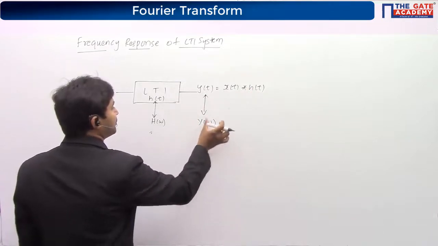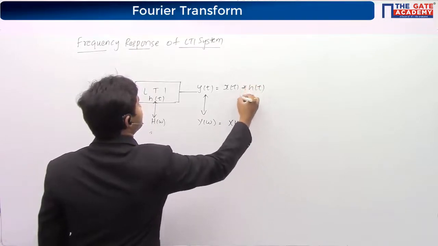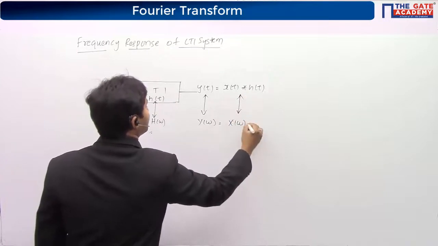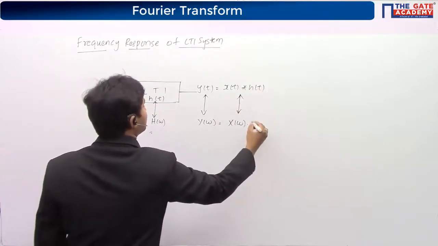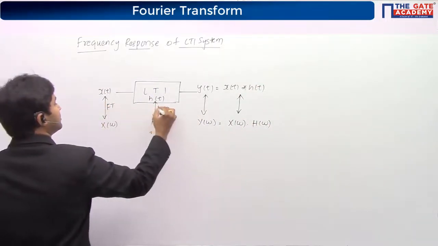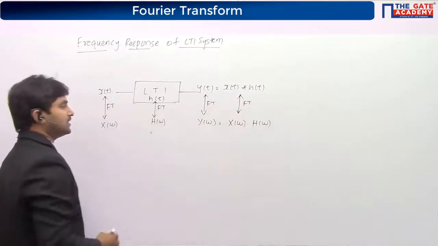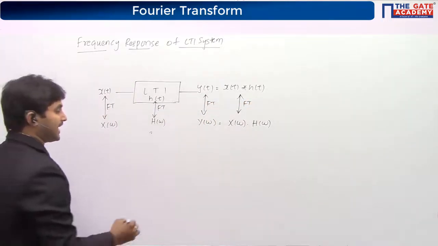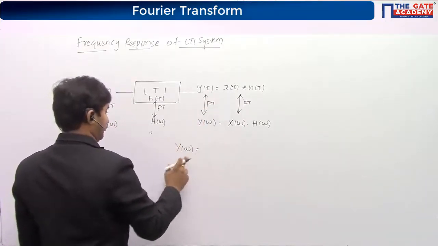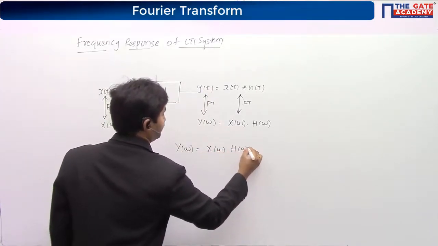Y of omega will be equal to X of omega. Convolution in the time domain is going to become multiplication in the frequency domain, and h of t is now going to become H of omega. So basically the arrow marks indicate the conversion into the frequency domain, right? So now I can say that the output Fourier transform, which is Y of omega, is equal to X of omega multiplied by H of omega.